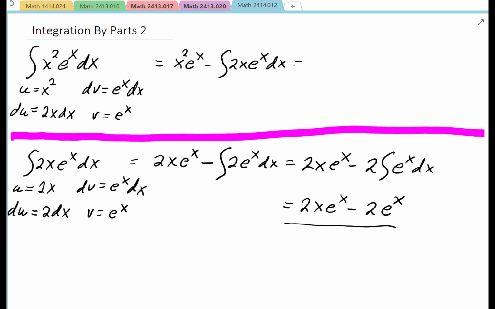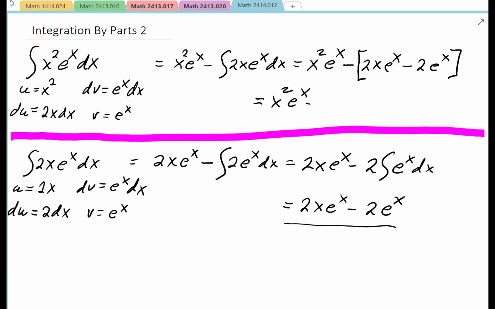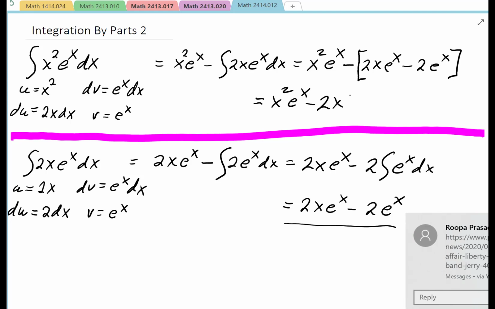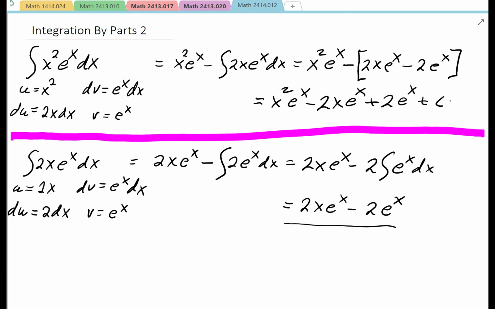Okay, so we get x squared e to the x minus parentheses 2x e to the x minus 2 e to the x. And if we take away those parentheses, we get x squared e to the x minus 2x e to the x plus 2 e to the x plus c. And that's our answer.